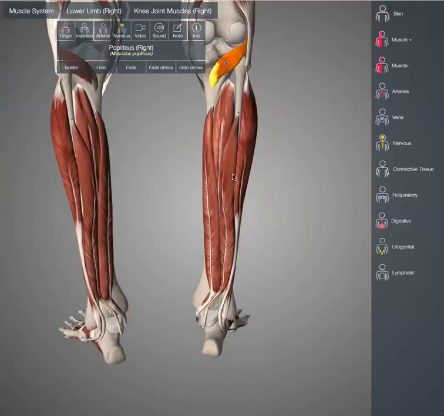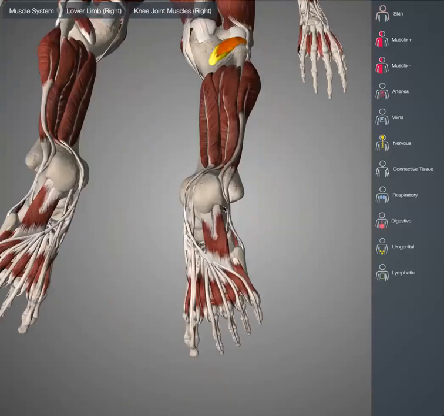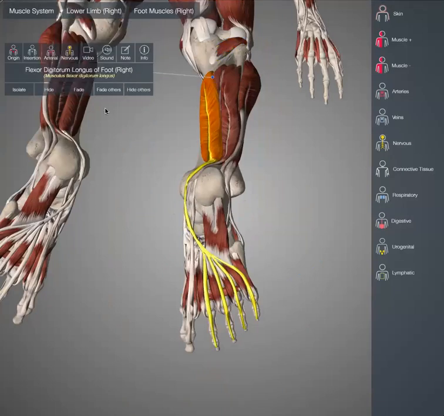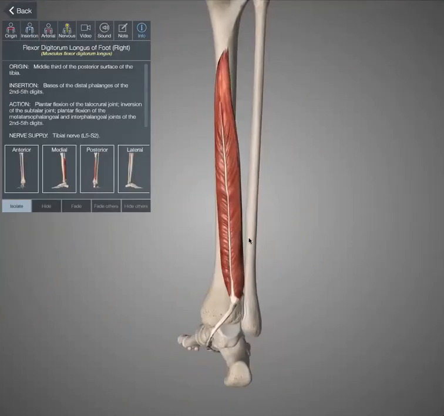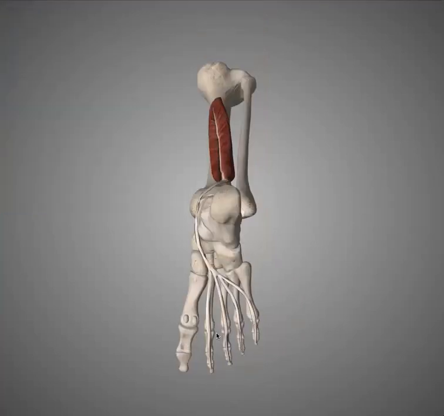Now, there's one muscle that controls all of the toes to cause them to flex. It's called the flexor digitorum longus of the foot. And you can see the course of it. It's on the posterior side, goes down and attaches on the lateral toes on the distal phalanx.